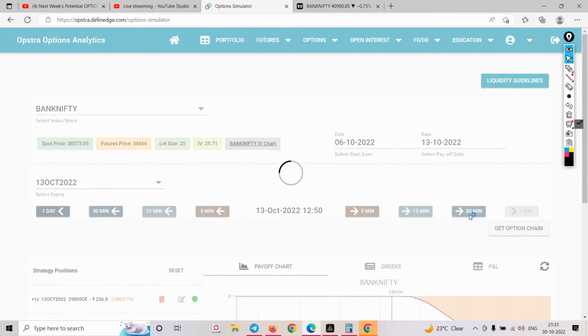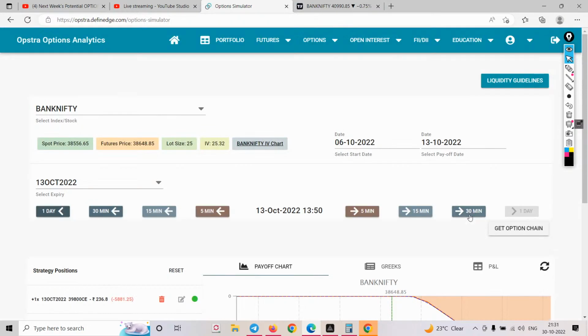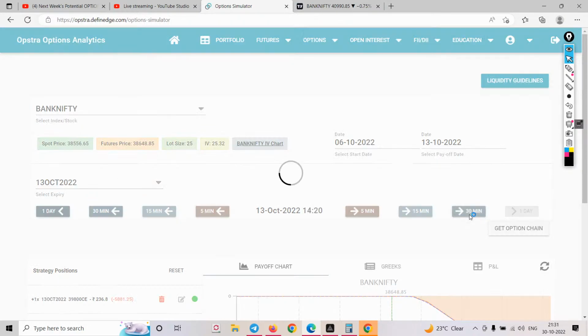Opstra is too slow today. Not sure whether it's an issue at my end. See, I'm not at all looking at the Q&A, folks, seriously. I'll open the Q&A right away after this.